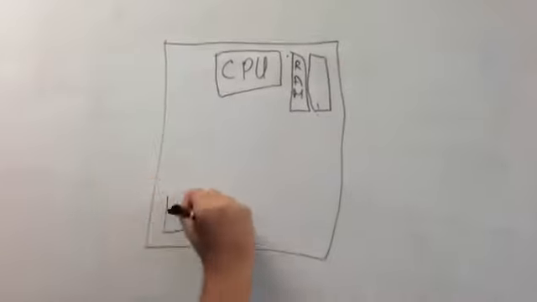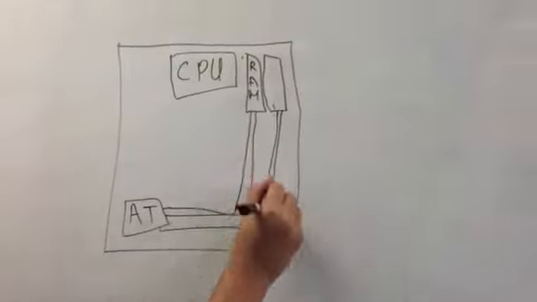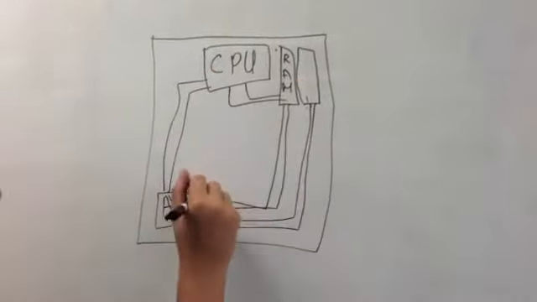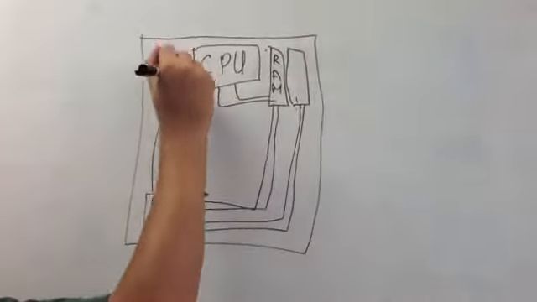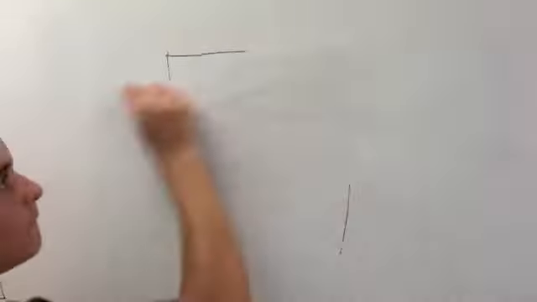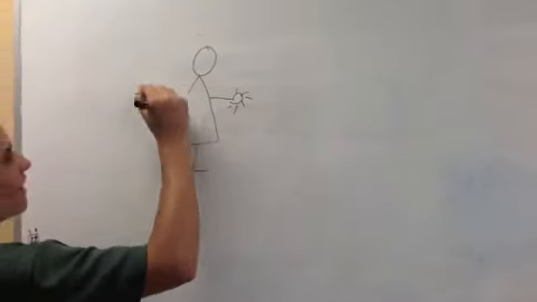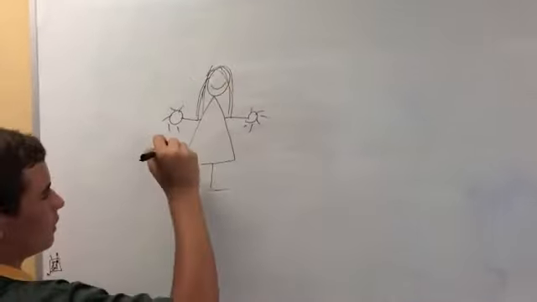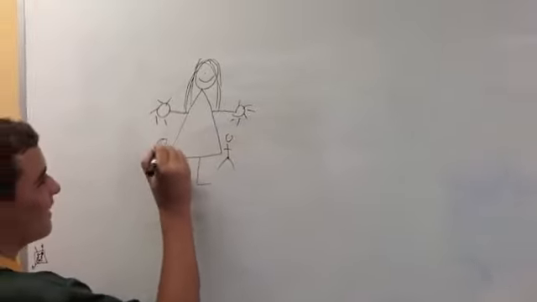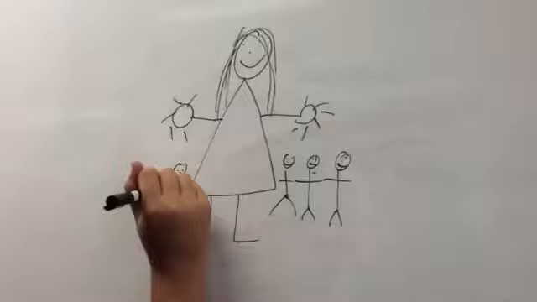Here is the motherboard. The motherboard is like the nervous system of a computer. All the parts of the motherboard are connected and they send information to each other. For example, this is the mother hugging all of her children, just like the motherboard.